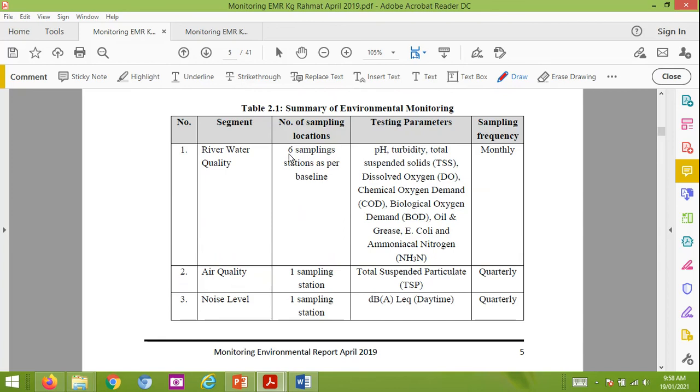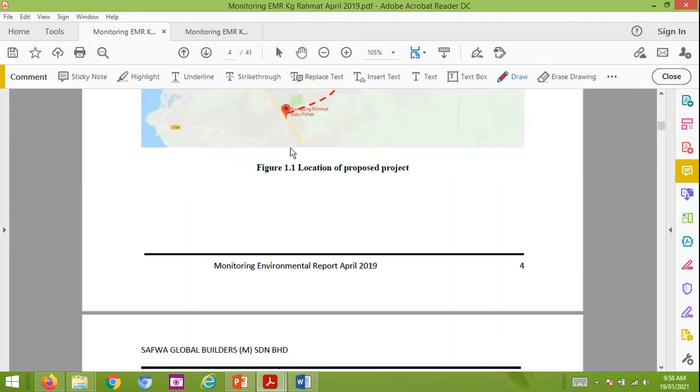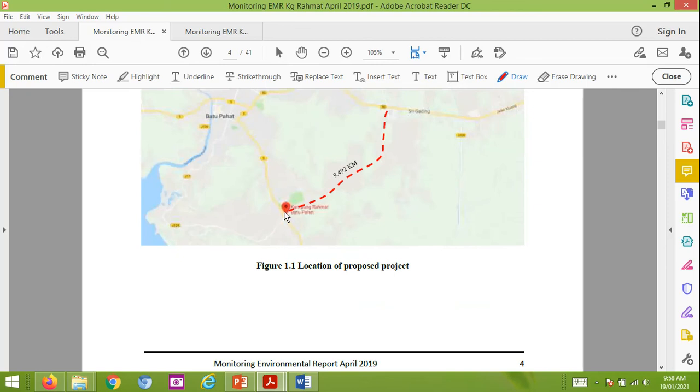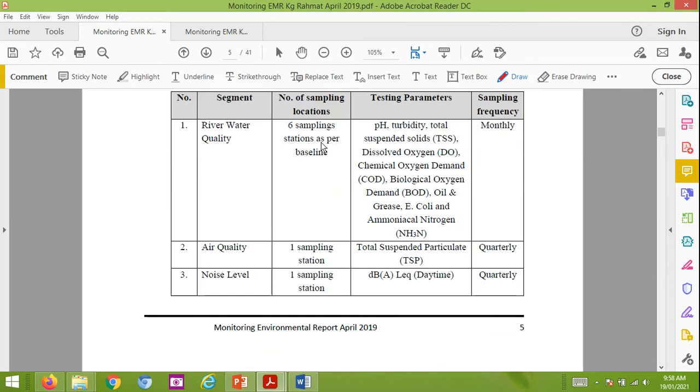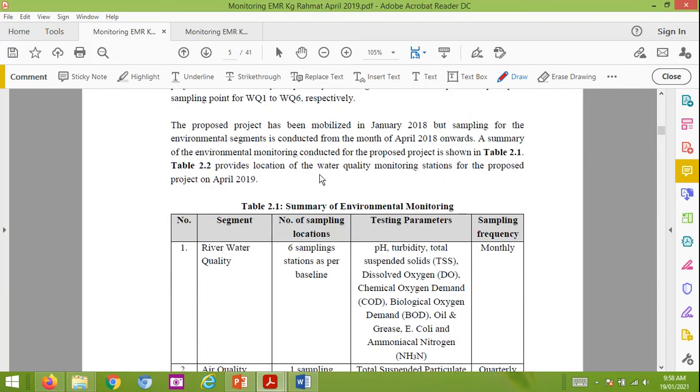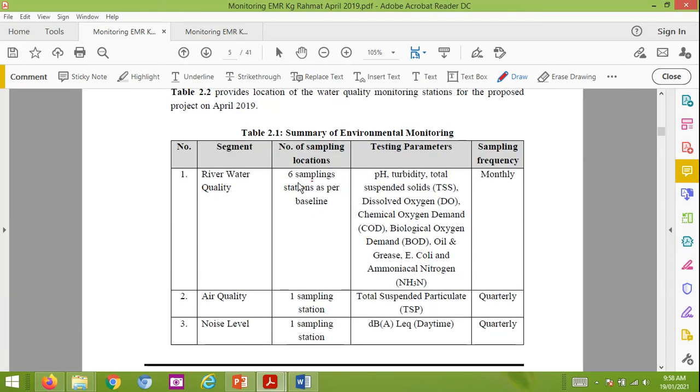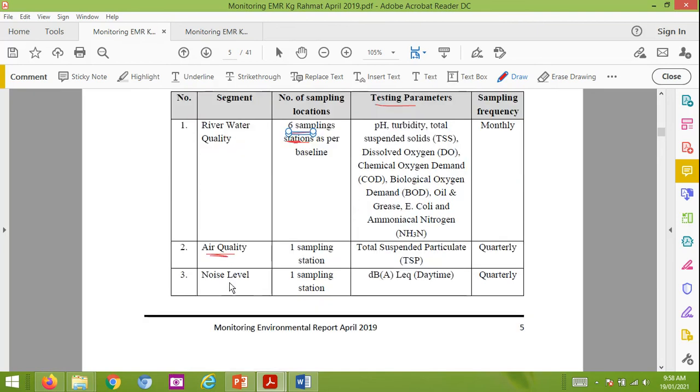So the sampling session starts from this location for the new road construction. In this project we identify 6 sampling stations. These are the testing parameters, and we also measure air quality and noise quality which we explained earlier. Based on the BQ, they said it must be measured quarterly, so 4 times per year. For the testing parameters, the air quality parameter is TSP, and for noise it is L equivalent.